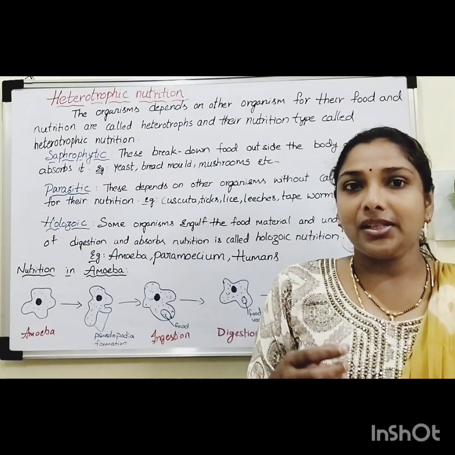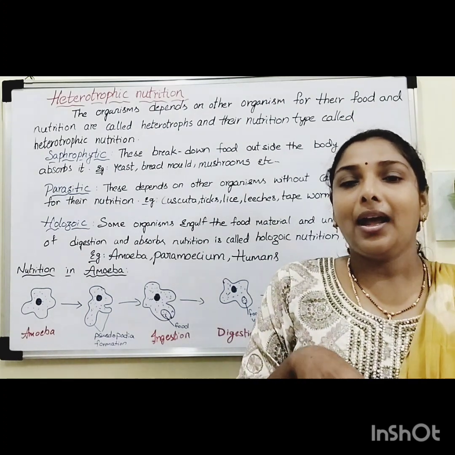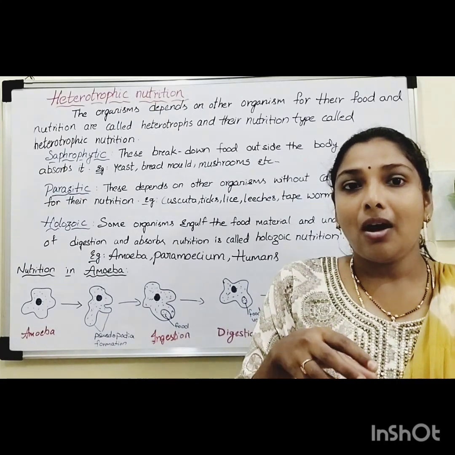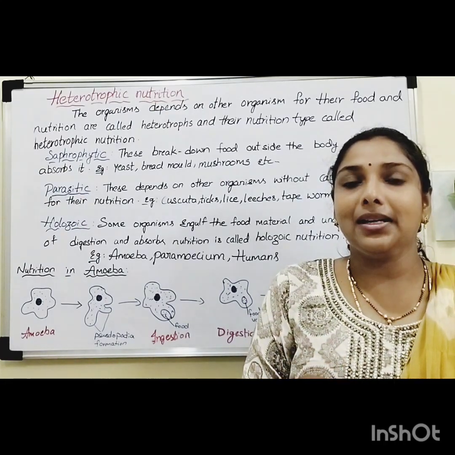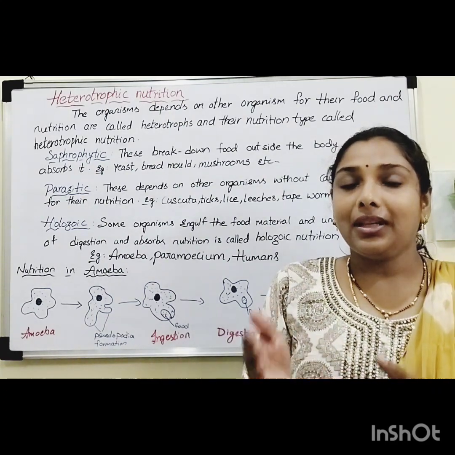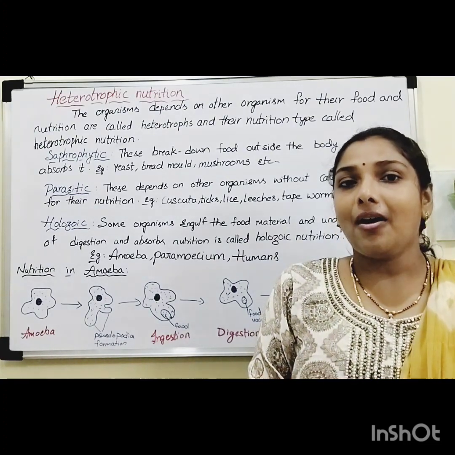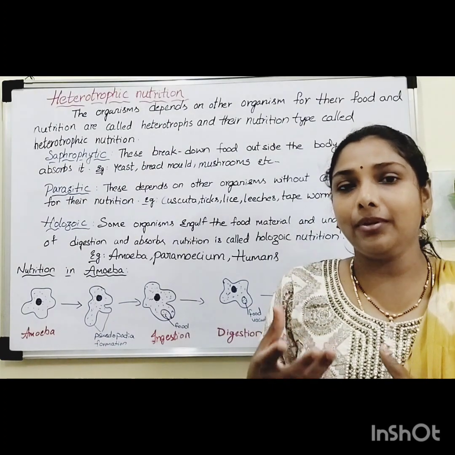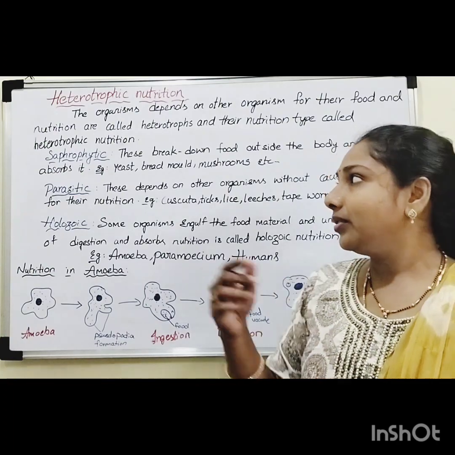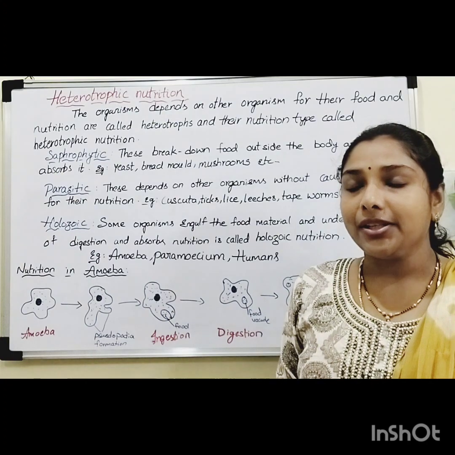How do they take nutrition? They form their mycelium on the wood and decay the complex molecules of the wood into simple particles, and then they absorb the nutrition. So the digestion is occurring outside the body, and then absorption. After digestion, they absorb the food materials from the other organism. That type of nutrition we call saprophytic nutrition.